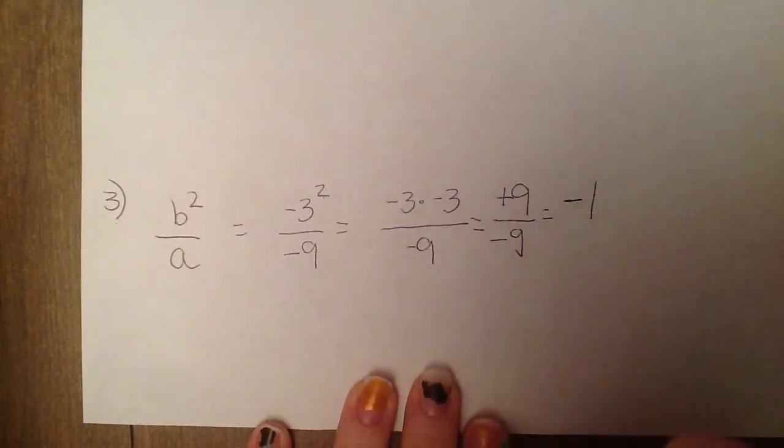So let's review. When we're dividing and the signs match, that's a good thing, so our answer is positive. When we're dividing positives and negatives, if the signs don't match, that's a bad thing, so our answer is negative. Nice job today, mathematicians.